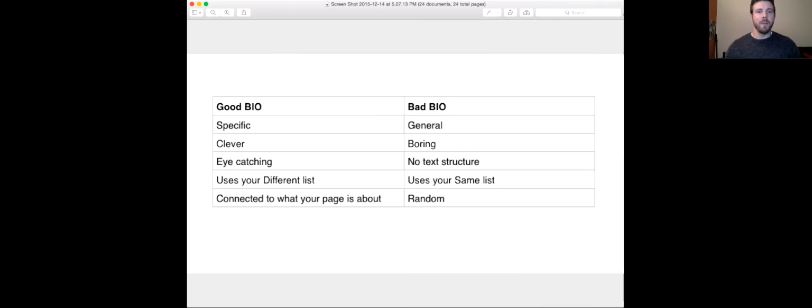I will say a couple things about bios that are kind of a summary of what Chelsea had in her document. And this is the part where we're really going to have to workshop as we check our bios to see, hey, does this work? Or is there something else that we need to do? So a good bio is specific. A bad bio is general. A good bio is clever. There's some cool turn of phrase. A bad bio is boring. A good bio is eye-catching, like the way that the text is laid out is eye-catching. And the bad bio looks like it's just one run-on sentence that just wraps around.